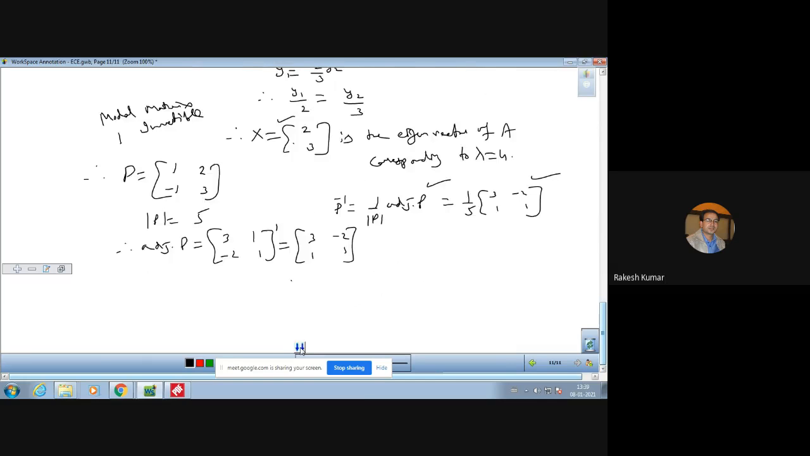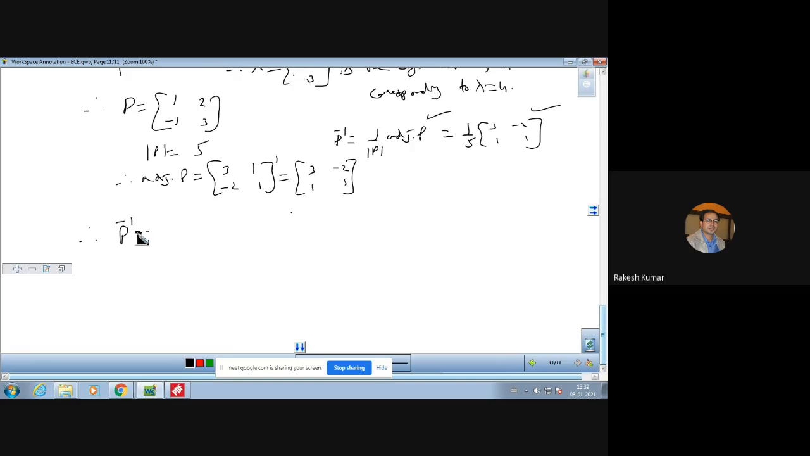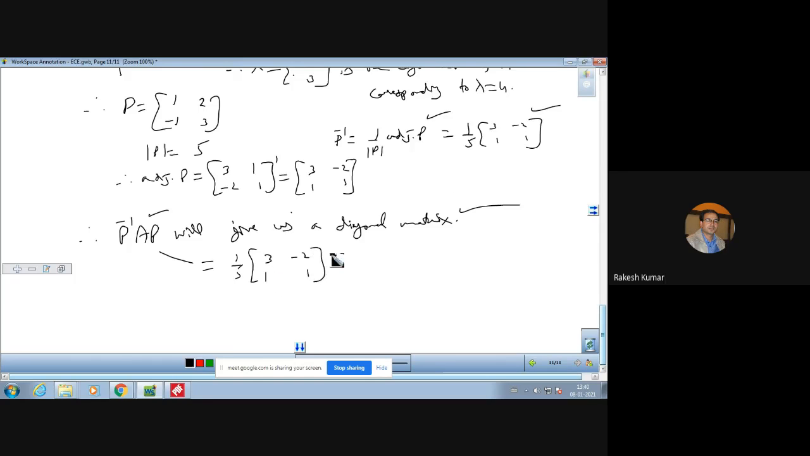Now let us find P inverse AP, because P inverse AP will give us a diagonal matrix. This is the technique or formula to find the diagonal matrix. What is P inverse? 1/5, 3, -2, 1, 1. What is the A matrix? The A matrix was given to us, that is 1, 2, 3, 2. And what is P? P is this one, 1, 2, -1, 3.